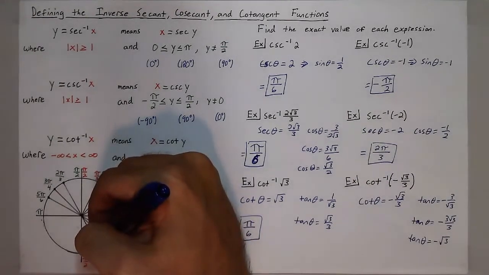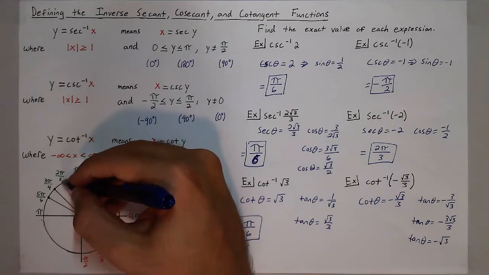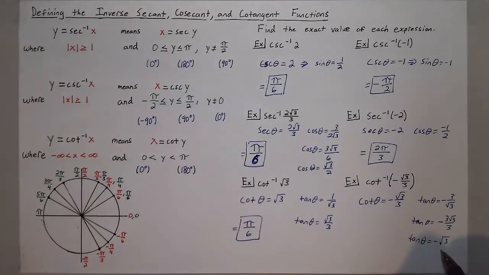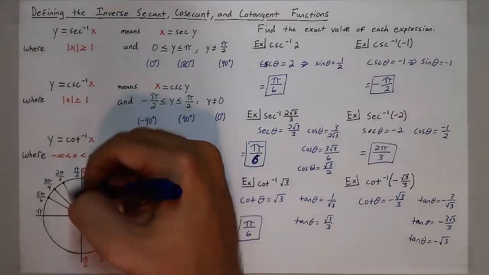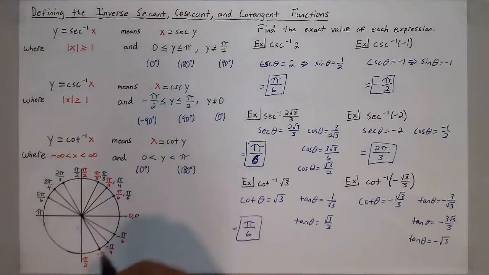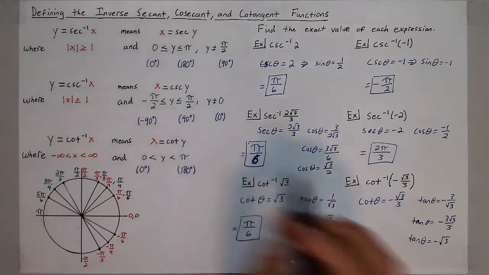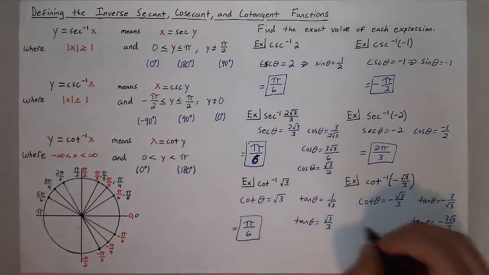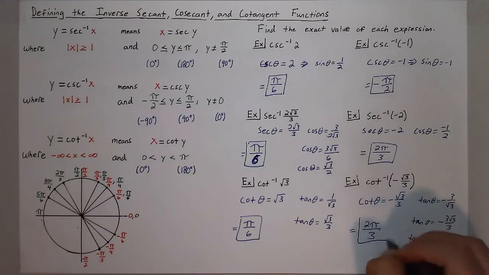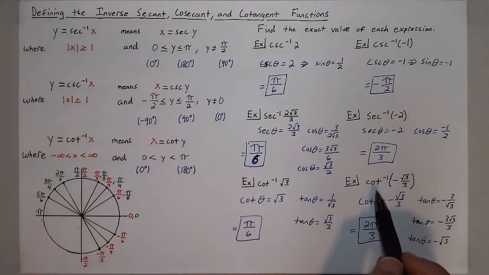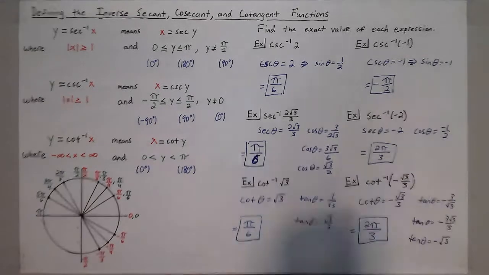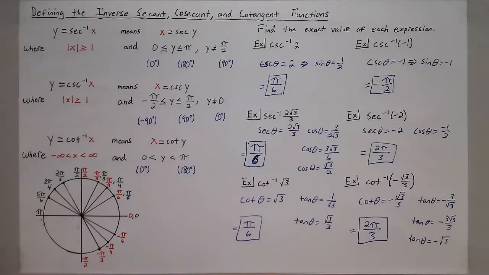But conversely, the angle 2 pi over 3 also makes tangent negative square root of 3 because its cycle is pi or a half rotation. So after a half rotation, we land on 2 pi over 3, which also makes cotangent negative square root of 3 over 3. So the answer becomes 2 pi over 3. So you have to keep that in mind. If you find yourself accidentally using a negative angle for cotangent, just go straight across the unit circle and you'll find the proper angle to use. And that is how you define the inverse secant, cosecant, and cotangent functions.